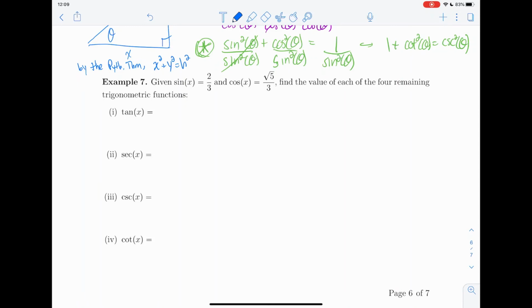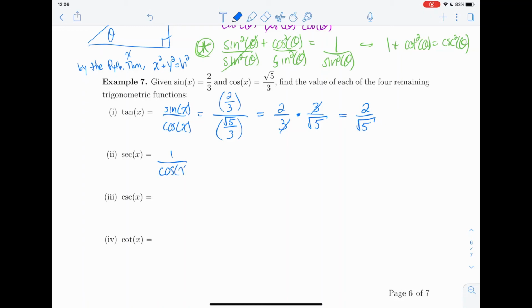For example, the tangent, as we saw earlier, is the same as sine over cosine, where the sine is 2/3, the cosine is √5/3. Keep change flip says that this is 2/3 multiplied by 3 over √5. So the 3's cancel, and I'm left with 2 over √5. Secant is, by the reciprocal identity, 1 over cosine. But that's 1 over √5/3, which simply reciprocates it into 3 over √5.